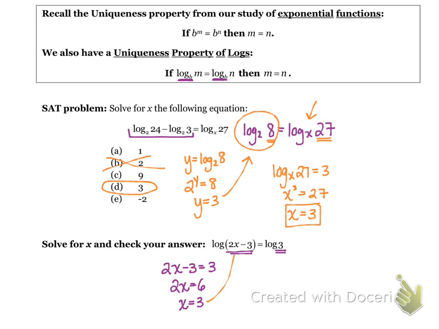But we have to make sure that x can be 3 by checking it. So if I plugged in 3 right here, I would get the log of 2 times 3, which is 6, minus 3, which is 3. That is good and happens to also equal the other side. So this is our solution. It is not extraneous.